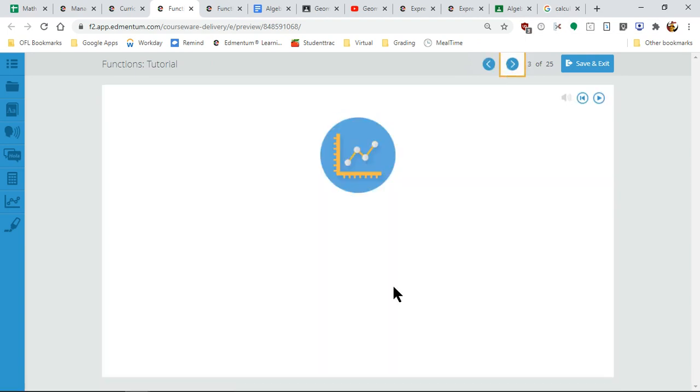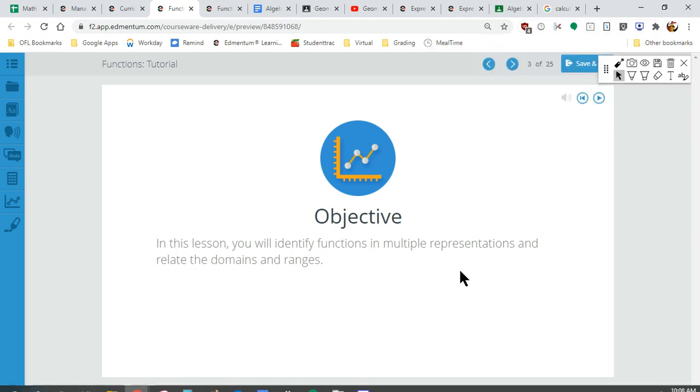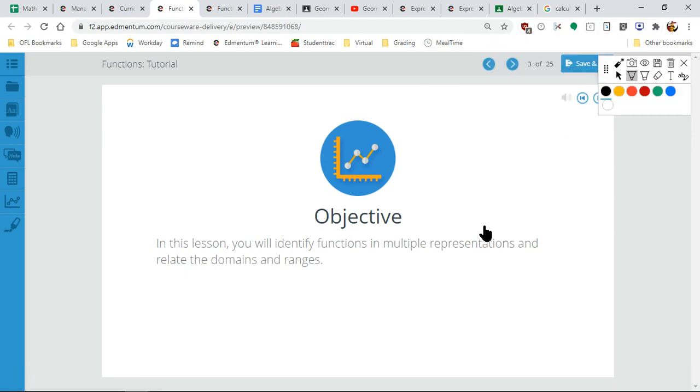So functions. Our goal for this one is, in this lesson, we will identify functions in multiple representations and relate them to domain and range. I know we're going to go into it, but just to give you a preview of what all of those words mean. Functions. So functions is this idea of y equals something.